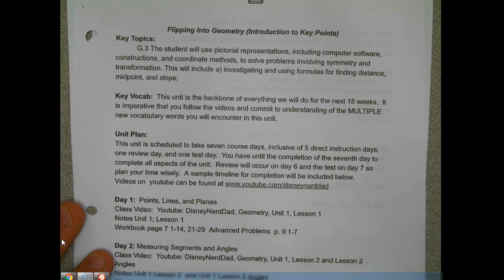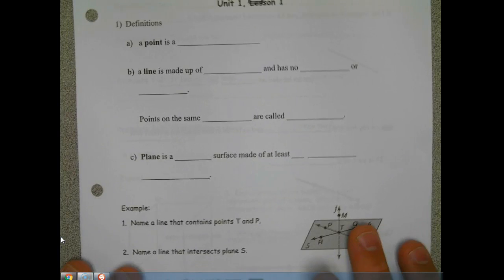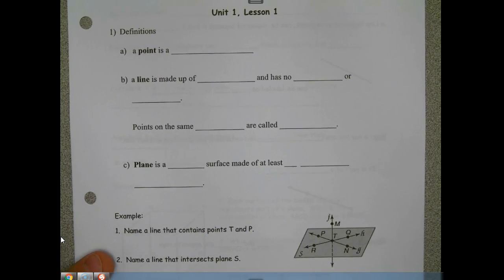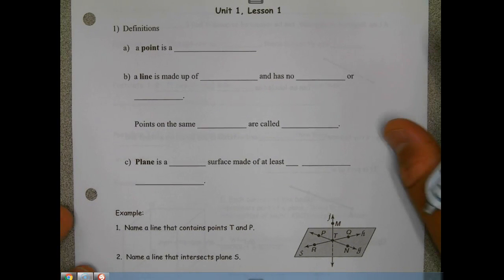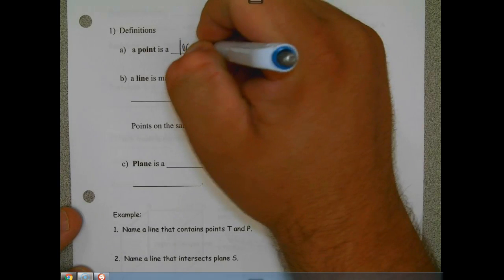We're on day 1, points, lines, and planes of Geometry Unit 1. So we're going to go ahead and get these definitions down quickly, and we're going to move through this. If you need to pause it, go ahead and pause it so that you make sure you can get it down. So the first couple things we need, and this should pretty much be reviewed from any middle school geometry you had, is that a point is a location in space.